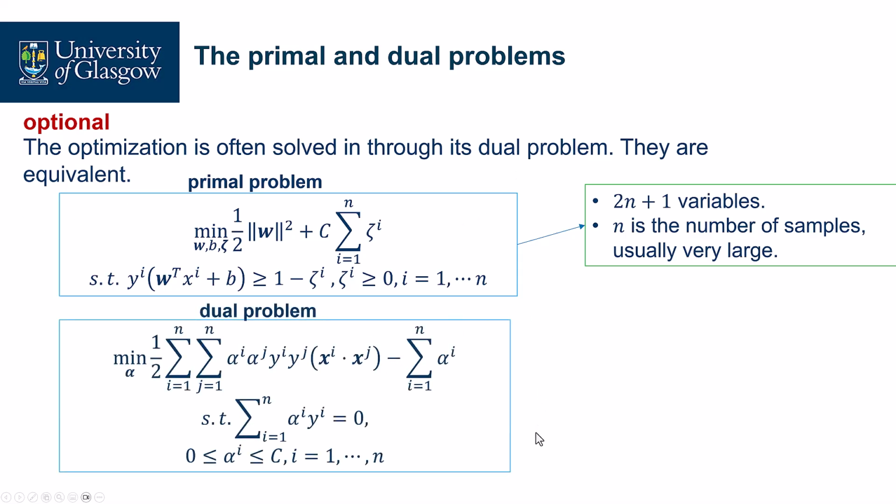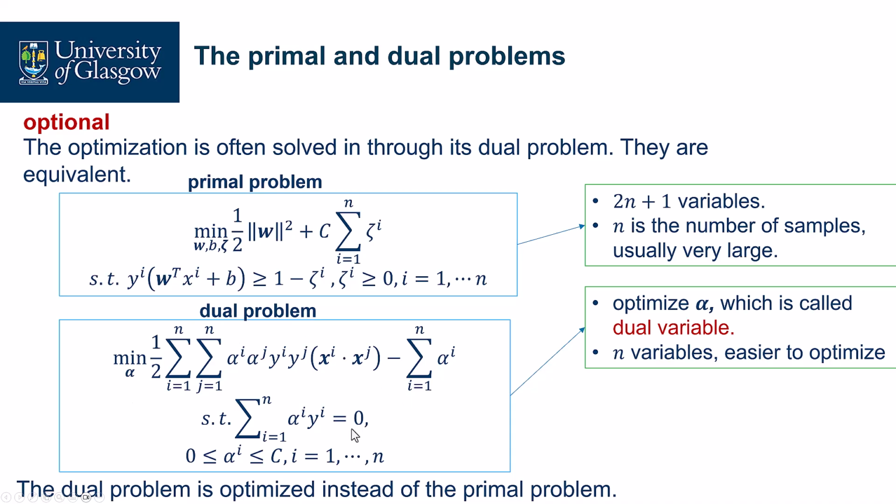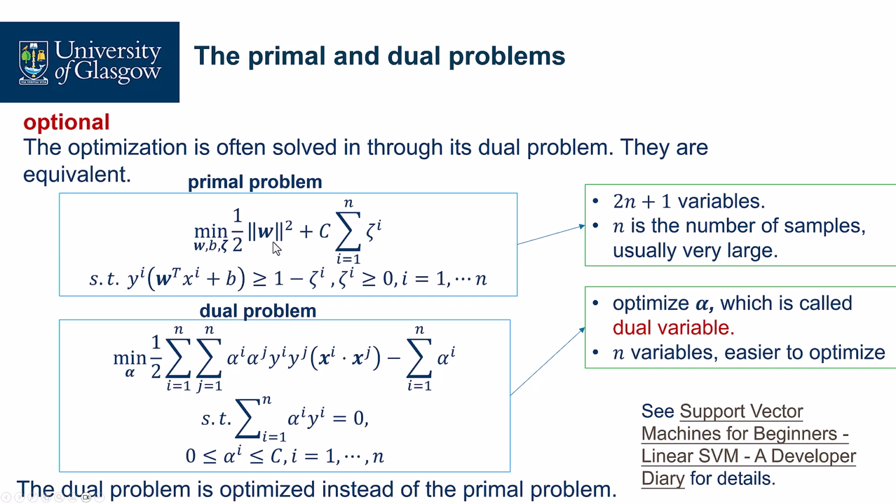So we can see this is the problem here. In this problem, we only optimize alpha. Alpha is a variable of n dimensions, right? So it's easier to optimize, and normally this is optimized instead of the primal one. If you want to see why these two problems are equivalent, I also provide a hyperlink for you. In this dual problem that we want to solve later, we can find this term.